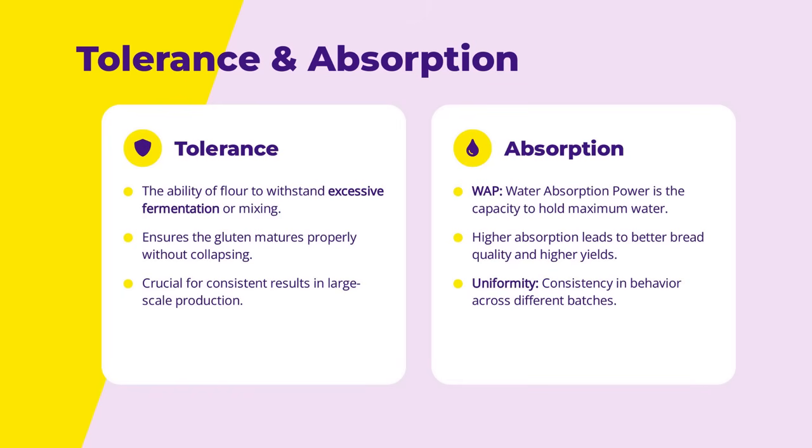Finally, the point mentioned is uniformity. Uniformity means every batch of flour should consistently behave during mixing, fermentation, and baking. This ensures standardized product quality and customer satisfaction. In commercial bakeries, consistency is just as important as quality because consumers expect every loaf of bread to have the same taste, texture, and appearance.